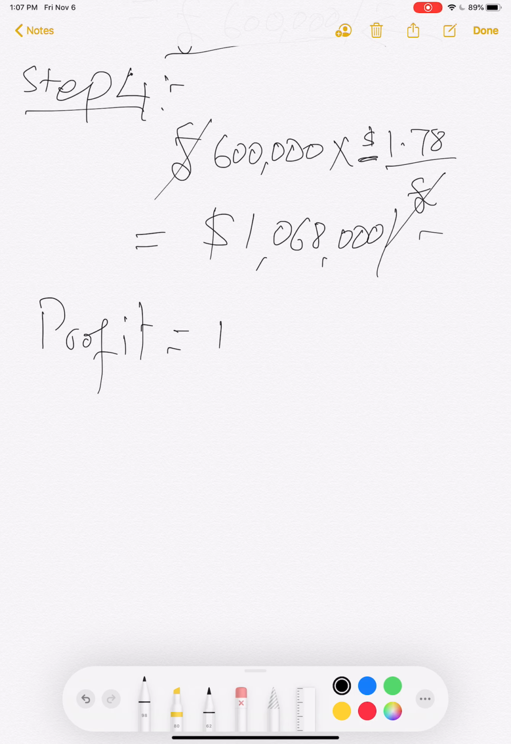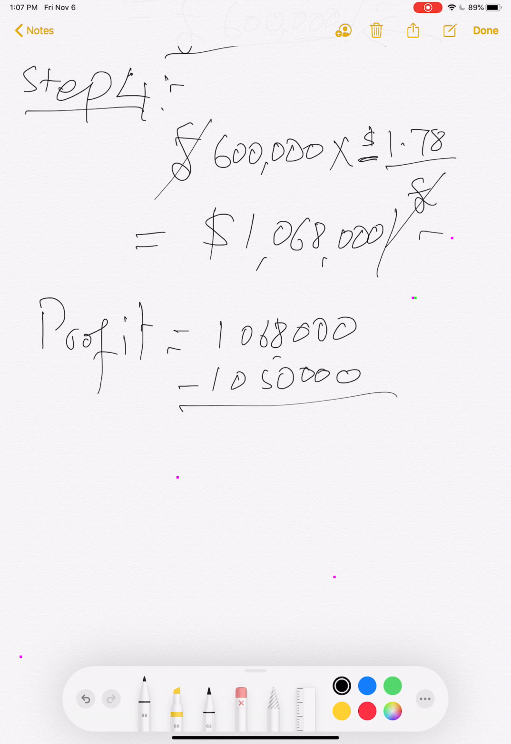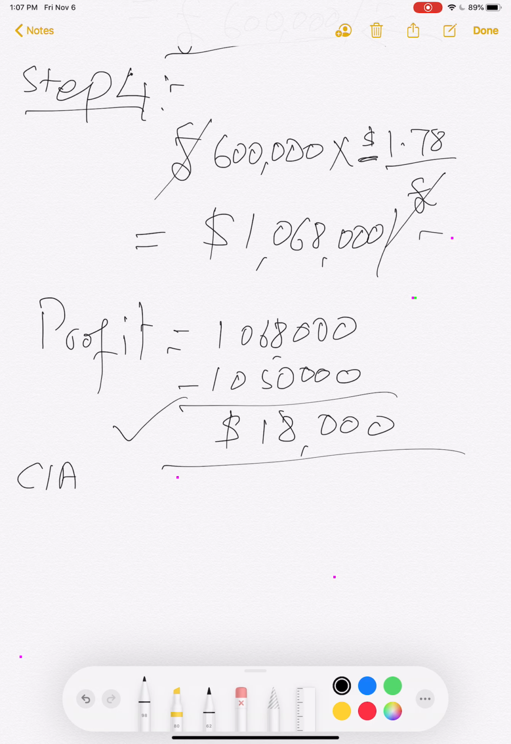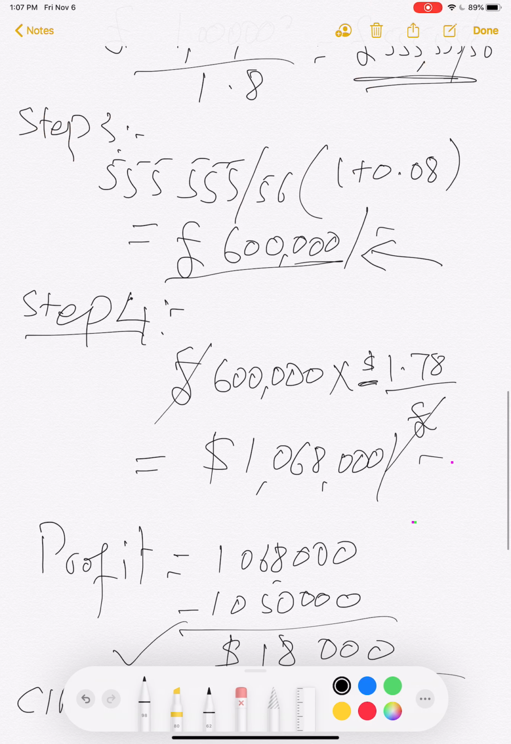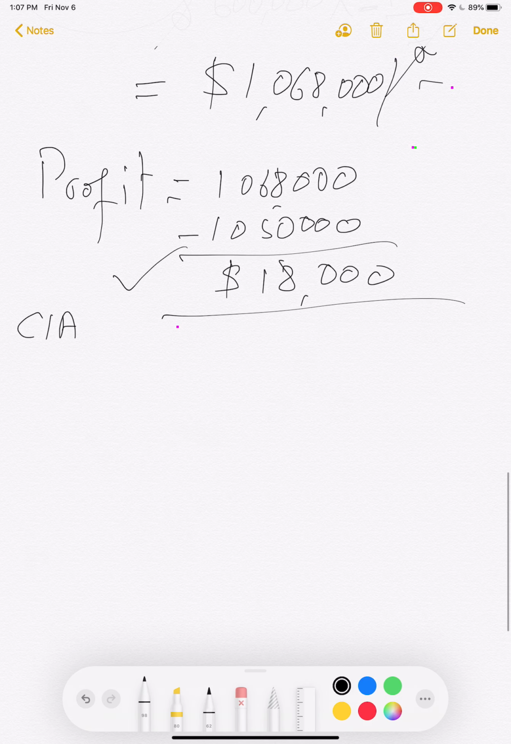So if you subtract that, you will end up getting the profit from your final proceeds, right? $1,068,000 minus 1,050,000, you will get 18,000 dollars as your profit. So this is basically the covered interest arbitrage profit. So CIA profit, this is what you are getting today. Now if you do not lock your position at the forward rate today, then you have the situation of uncovered interest arbitrage, right?